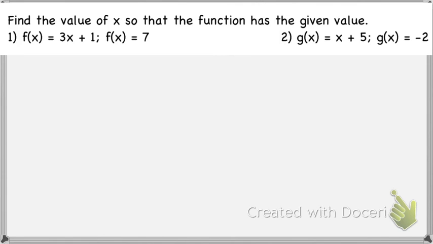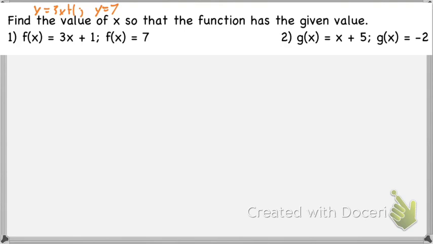Find the value of x so that the function has the given value. So here we're told f of x is equal to 3x plus 1. That is our function. And additionally, after the semicolon, we're given the information that f of x equals 7. Now remember, what did I say f of x was basically the same as? Y. I said f of x is the same thing as y. So this would be like y equals 3x plus 1. And we're also told that y is equal to 7.